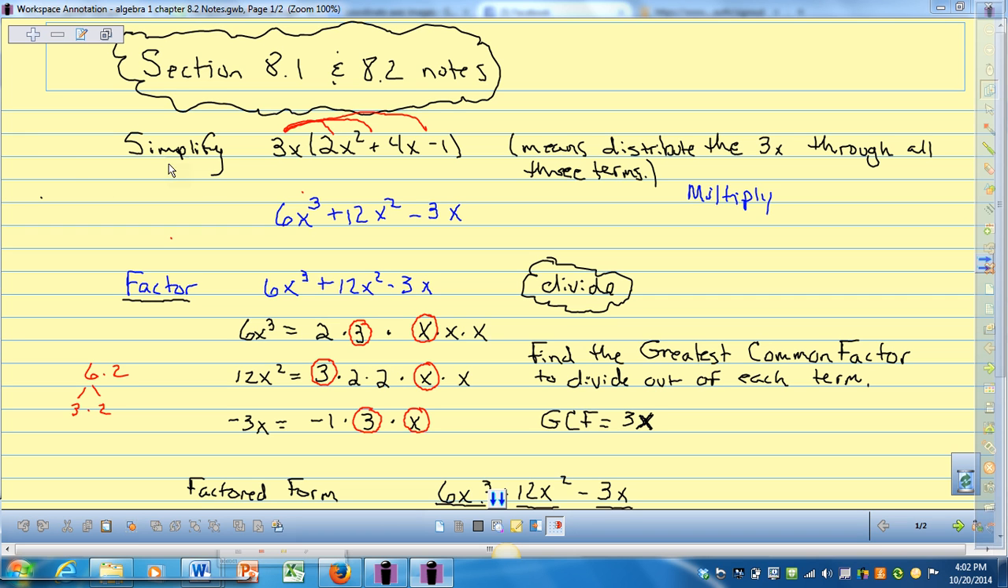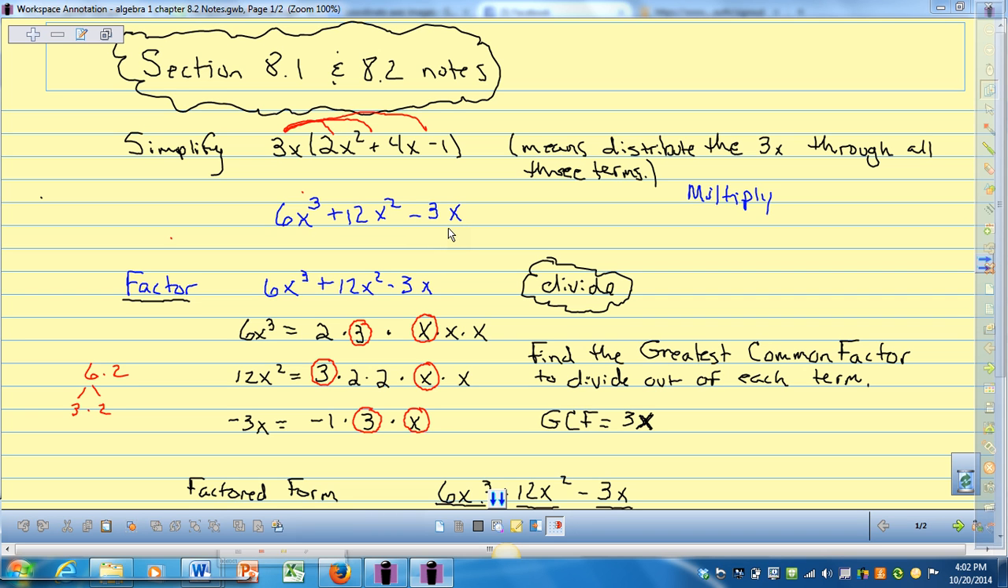So on this page we have example number 1, which says simplify 3x times the quantity 2x squared plus 4x minus 1. And when we see simplify this expression, it means to distribute the 3x through all three terms. And that operation that we are doing is multiplying. So we are going to multiply 3x times 2x squared to get 6x cubed, 3x times 4x to get 12x squared, and 3x times negative 1 to get negative 3x.